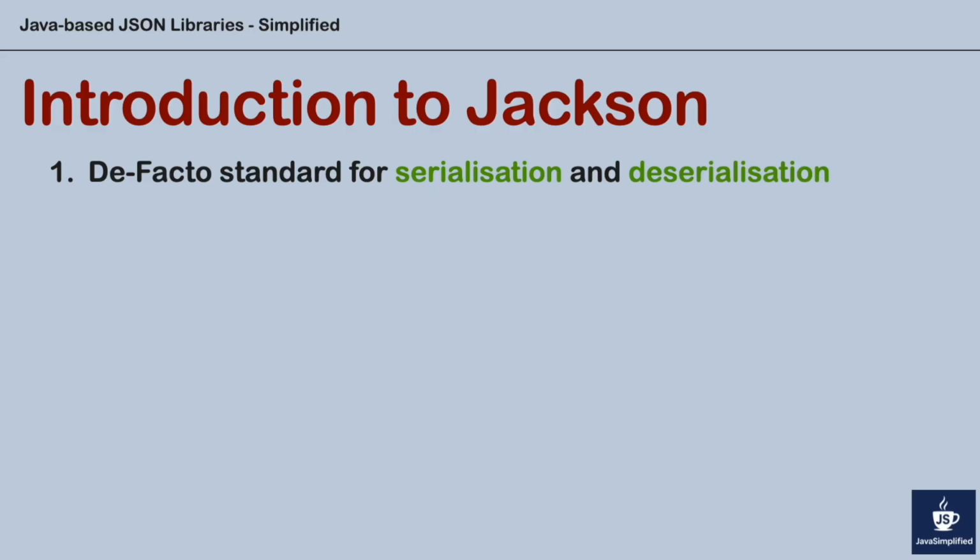The first point is whenever you want to perform serialization and deserialization, then think about the Jackson library, because Jackson is the de facto standard to do conversion between Java object and JSON. The reason for that is it is very fast and it produces very neat and clean results. In coming videos, we will see how to do serialization and deserialization in detail.